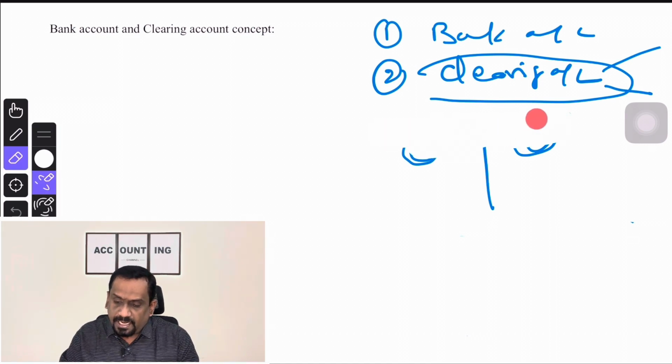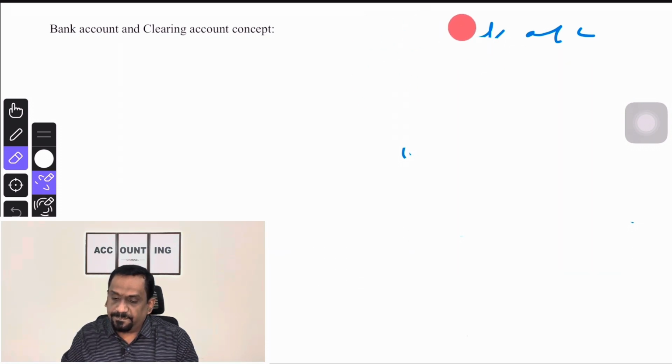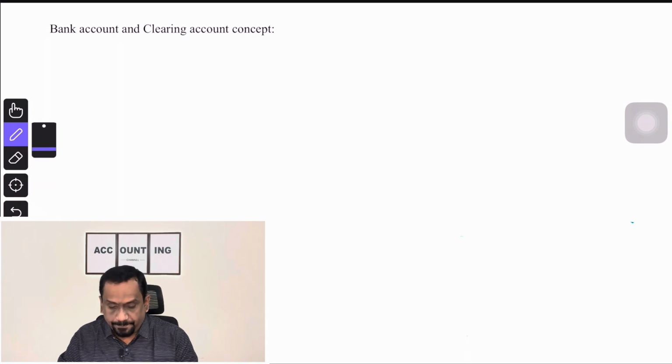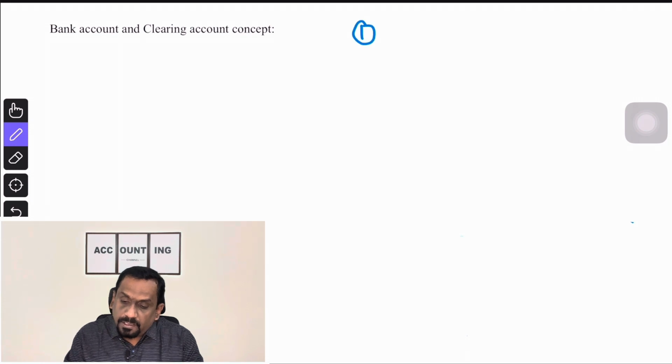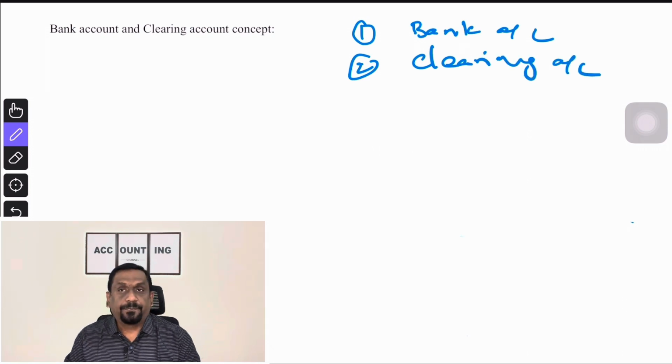Now we need to understand why this clearing account concept is being brought in here. I'll explain this concept with journal entries so that you can easily understand. Right. Now, what have we understood so far? In multinational companies, there will be a bank account, and every bank account will have a clearing account as well. Clear? Right. How will this concept go?